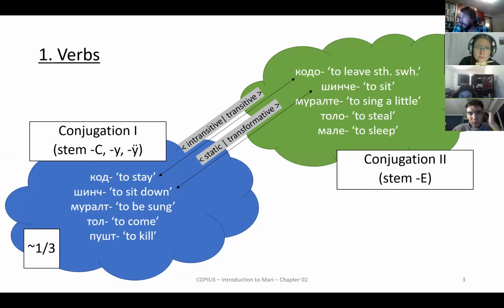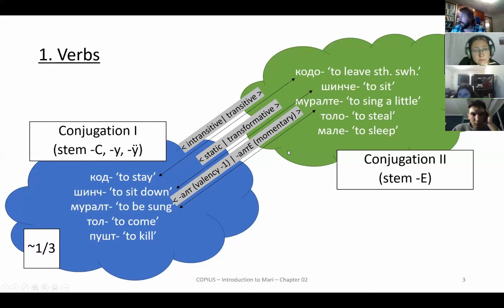Sorry, no, the arrows are the wrong way around. I need to fix this. I'm sorry. The first conjugation verb is transformative and the second one is static, just giving a status of it: you sit down, you sit. Aktionsart is the difference between the two.